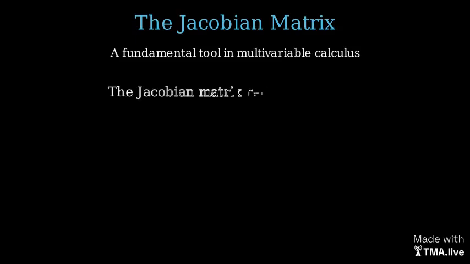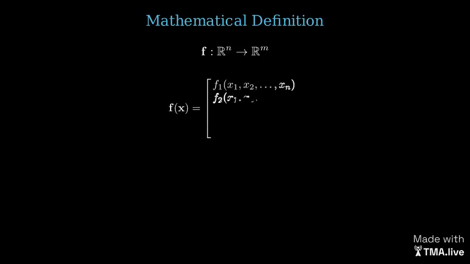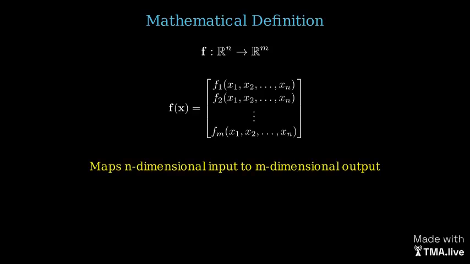The Jacobian matrix is a fundamental tool in multivariable calculus that represents how a vector-valued function changes. For a function mapping from n dimensions to m dimensions, we write it as a vector of component functions. The Jacobian is an m by n matrix of all first-order partial derivatives, where each row represents one output function. To calculate the Jacobian, identify variables and functions, compute partial derivatives, then arrange them in matrix form.